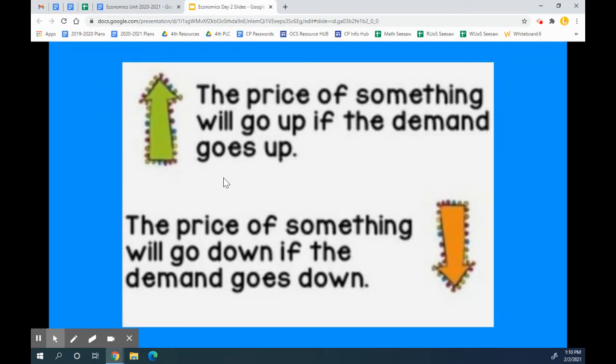So the price of something will go up if the demand goes up. When everybody wants to buy a certain video game or a certain toy or a certain food, businesses are going to try to charge more for that item. The price of something is going to go down if the demand goes down. So if there's a toy or a video game or anything that nobody really wants, businesses will have to put that on sale to be able to sell the items.